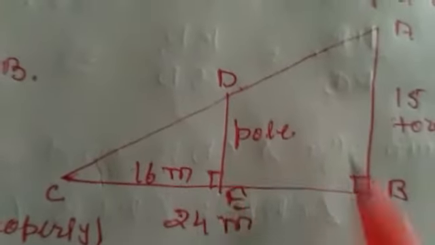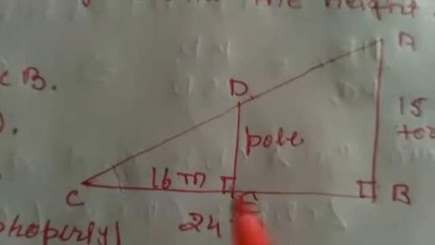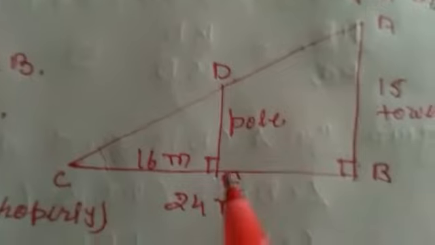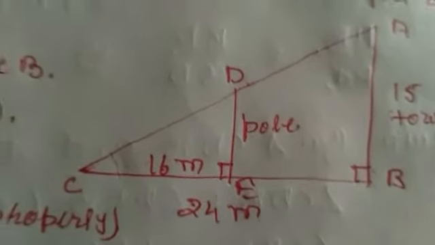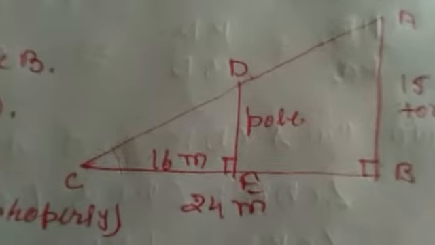So in this question we have seen that after making the two triangles similar and establishing the property of similarity, that when two triangles are similar, their corresponding sides are proportional, on that property we have solved this sum and got the result. So this is the way of solving this question. Now let's see the next question.